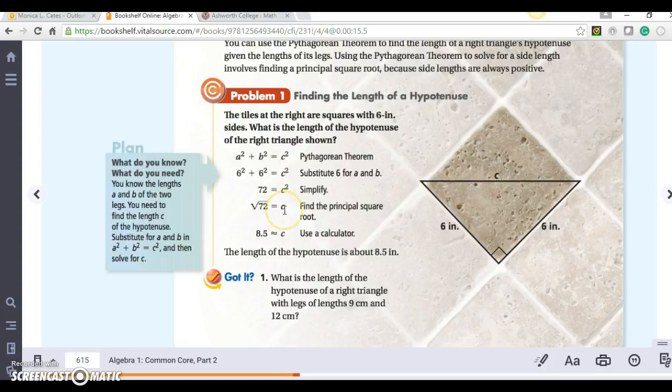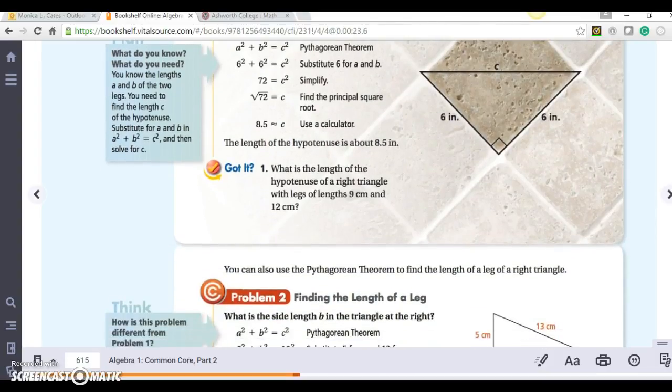Now, I'm not looking for c squared, I'm looking for c. So I need to find the square root of c squared. And when I do that, I get the square root of 72 is equal to c. And so I put that in my calculator and I get 8.5 is equal to c. So the hypotenuse is about 8.5. Now let's look at the guided.